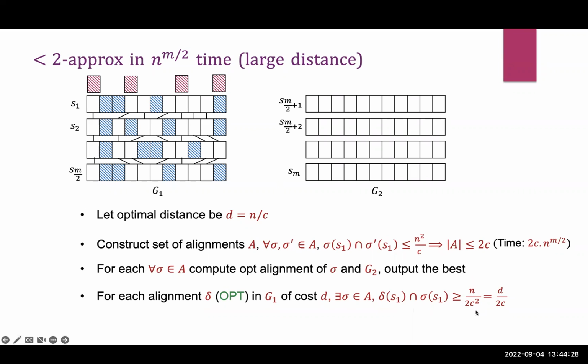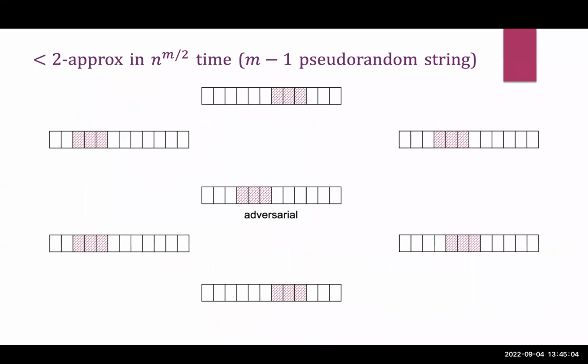And now, though we do not have opt in our set of alignments A, we have sigma, and if we consider sigma as our approximate alignment, then the total objective is upper bounded by 2d minus d over 2c. And because we have assumed that our distance is large, so c is a constant, you can see that we can provide a strictly below 2 approximation of the alignment distance. We can also show that all these ideas can be extended to longest common subsequence, and for m strings, we can provide an order lambda approximation of their LCS in time n to the power m over 2.